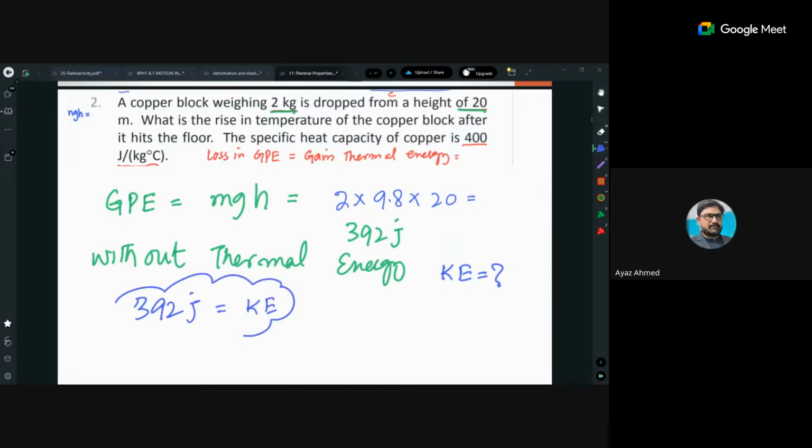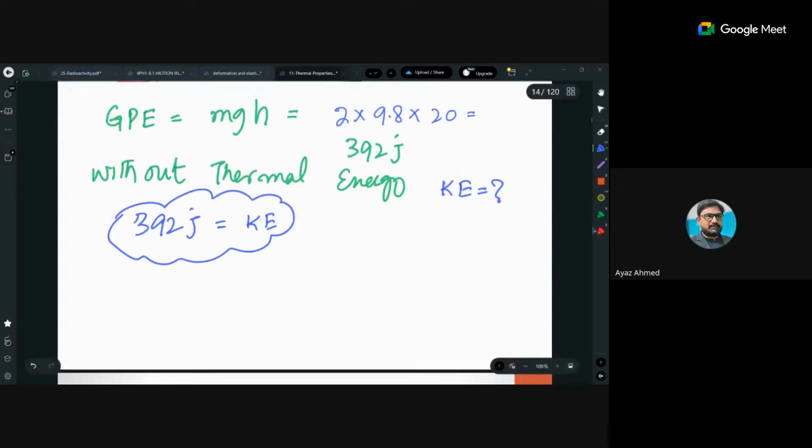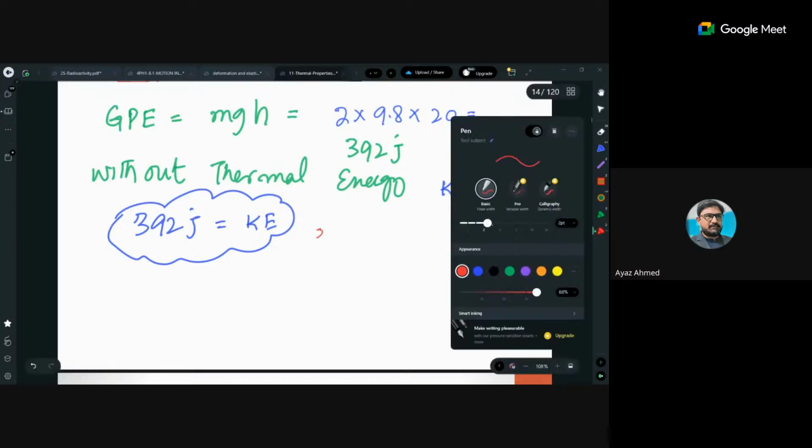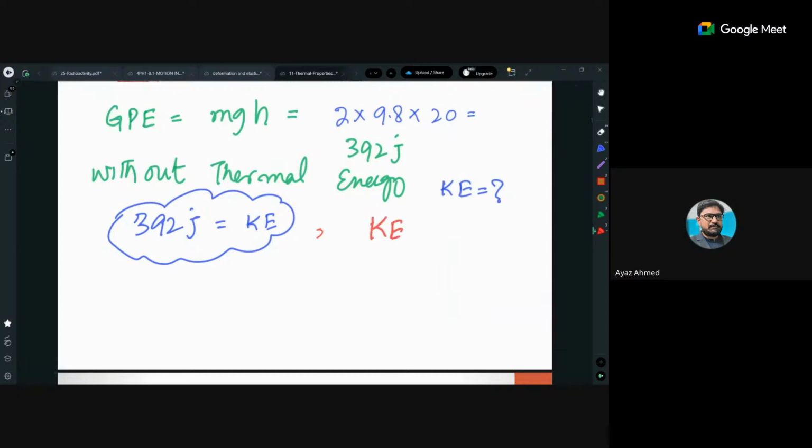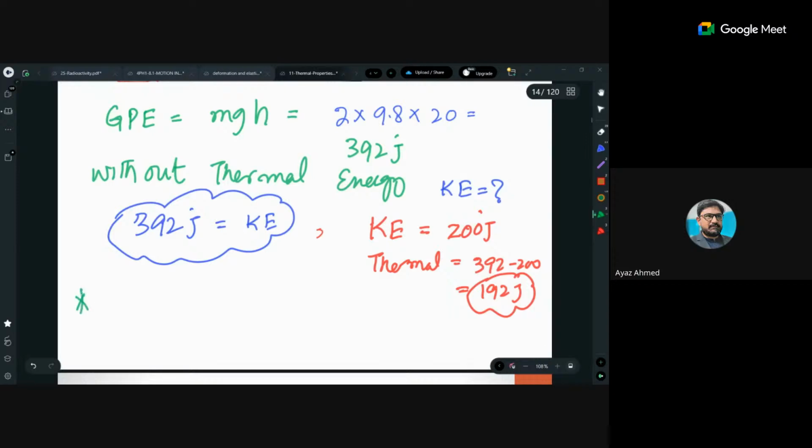But if I give you the situation that out of this 392 joules, the gain in kinetic energy is a bit smaller, let's say the kinetic energy obtained by this block is, suppose, 200 joules. So what is the rest of the energy? The rest of the energy is basically thermal energy. So it is 392 minus 200. What will be your answer? 192 joules. So now this energy will be used to raise the temperature of the copper block. Is it clear to you?